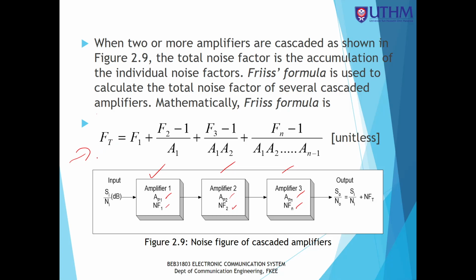F total noise factor is equal to the noise factor of the first amplifier, F1, plus noise factor of the second amplifier minus 1 divided by the gain of the first amplifier, plus noise factor of the third amplifier minus 1 divided by the gains of the first amplifier and second amplifier, so A1 multiplied with A2.